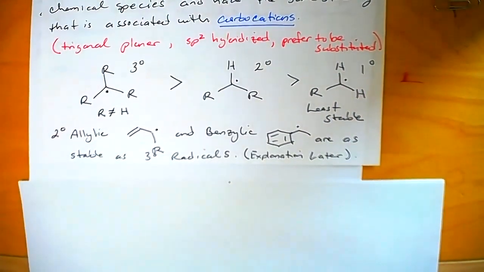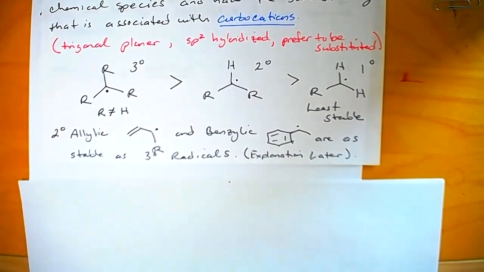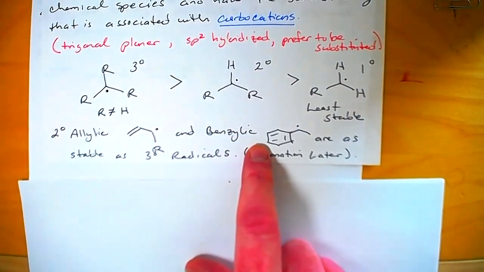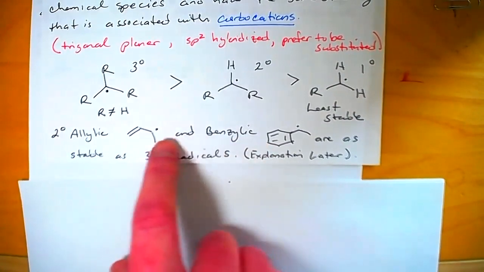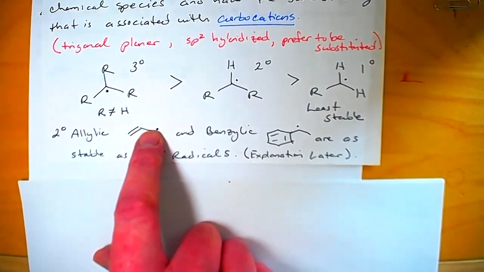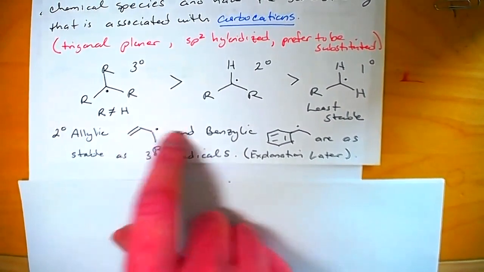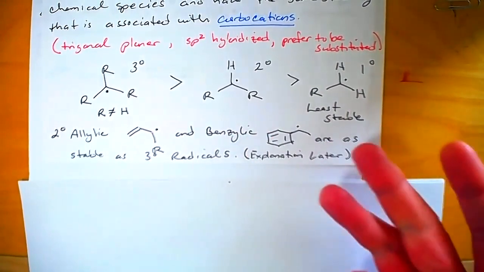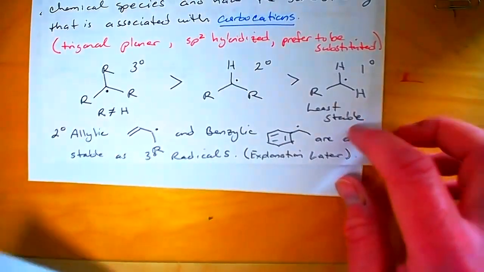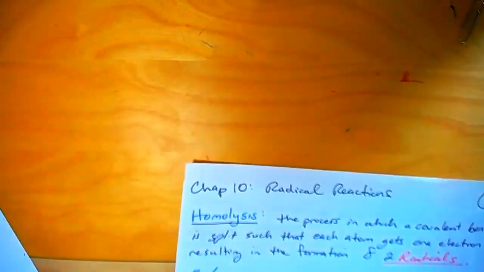And when we talk about systems where you have double bonds on adjacent carbons, or even benzene rings, these radicals are in particular very stable because you have resonance with those adjacent systems, where the radical is able to resonate with those pi bonds, and so that makes them even more stable. We're going to talk about that in a little more detail in just a few minutes.